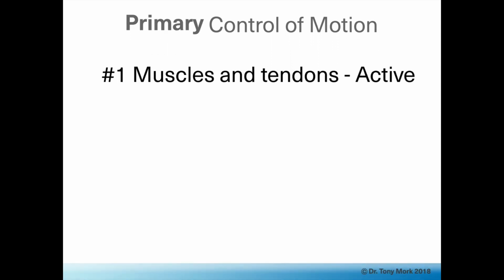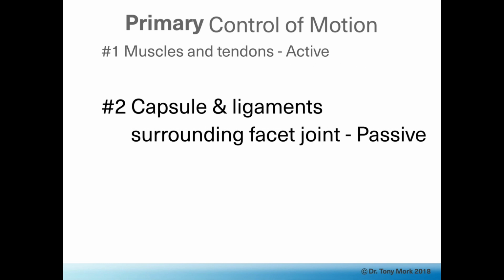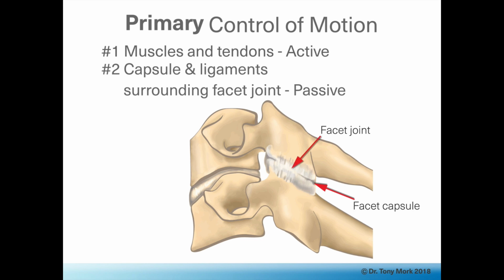Well, they also act as a primary control of motion. Number one, by the muscles and tendons, which are the active controls, and number two, by capsules and ligaments of the facet joints, which are passive restraints. In other words, the muscles can act to do something actively, but in case the muscles can't control it, the next level of control of this joint is by the thick capsule that surrounds the facet joint.